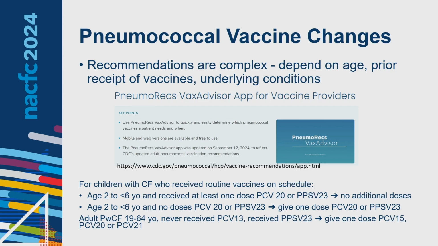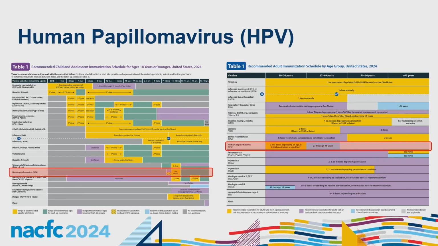But for example, a patient who completed all their childhood vaccines and is age 2 to less than 6 and received at least 1 dose of PCV 20 or PPSV 23 does not need any additional doses of vaccine. So if they recently completed their childhood vaccines after PCV 20 was approved for use in children, then they don't need anything more. If they, however, have not received a dose of PCV 20 or PPSV 23, perhaps because the site they were receiving vaccines at used PCV 15, then they do need an additional dose. And similarly, in adults who have never received PCV 13 but have received PPSV 23, they do need 1 dose of additional pneumococcal conjugate vaccine. So those are just 2 examples.